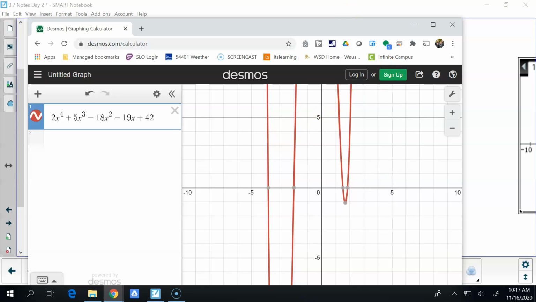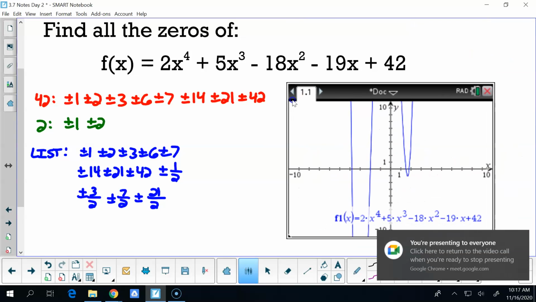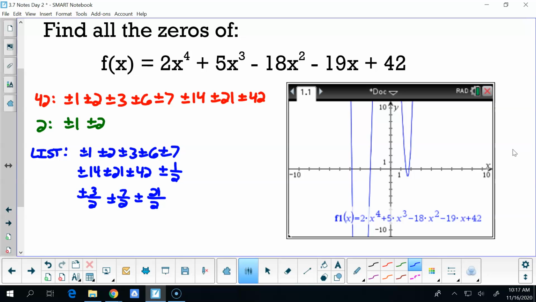Okay? So let me minimize this and bring this back in. What I have here is I did it on the graphing calculator. And so we said that this one right here was -2, and this one right there was 3/2. Okay? And both of those show up on my list. There and there. So those are good ones to try.